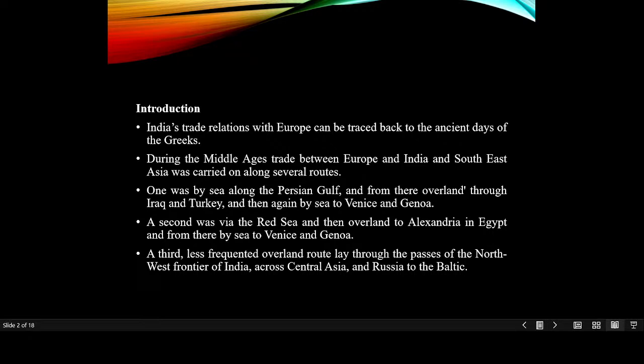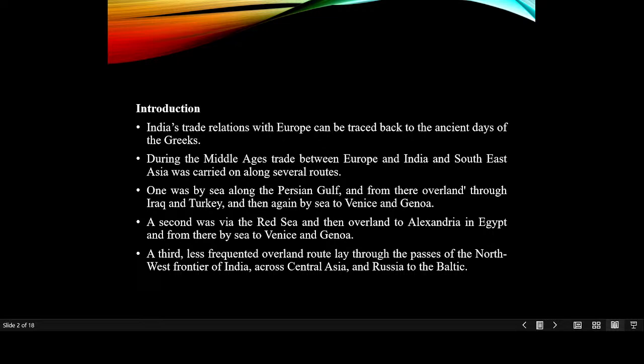Okay, and the primary route through which the Italians enjoyed trade with India was by sea along the Persian Gulf, and from there overland through Iraq and Turkey, and then again by sea to Venice and Genoa. So this is the returning route from India. From the east, they returned through this route. So the first route through which the Italians conducted trade with India was through the Persian Gulf, and then through Iraq and Turkey, in the northern part of Asia.